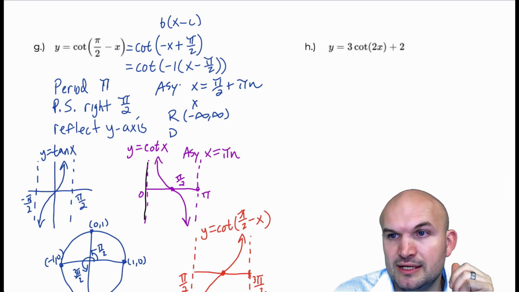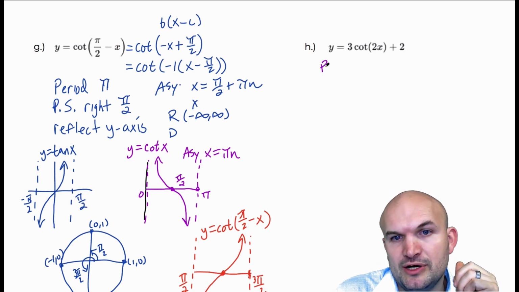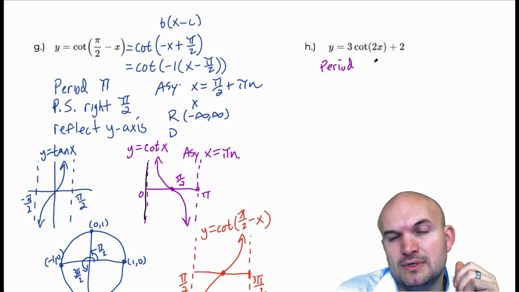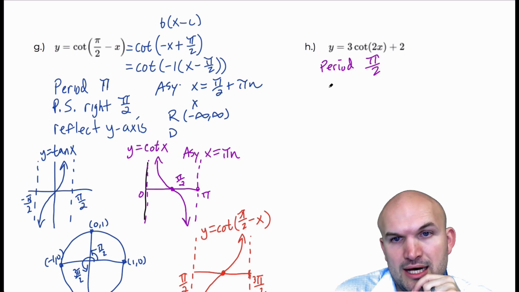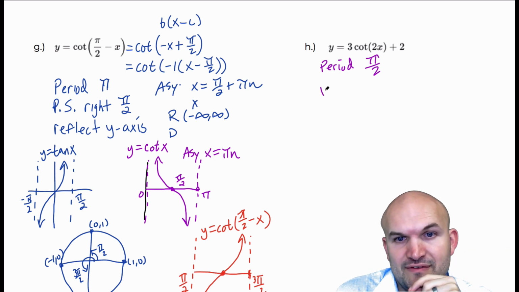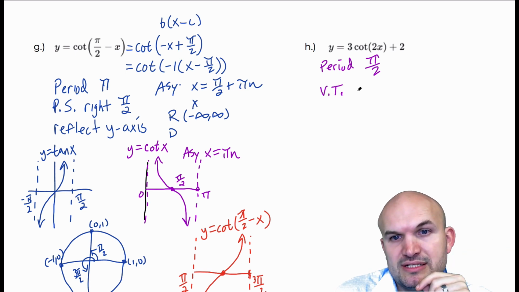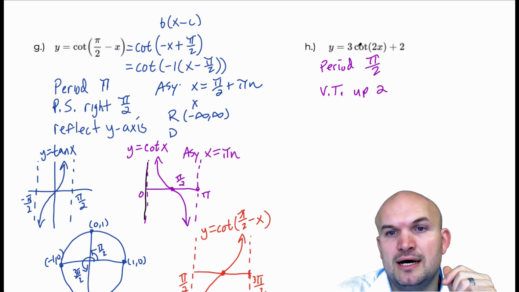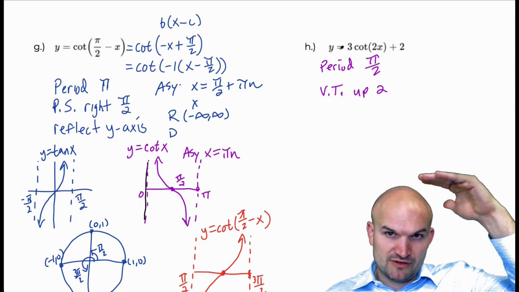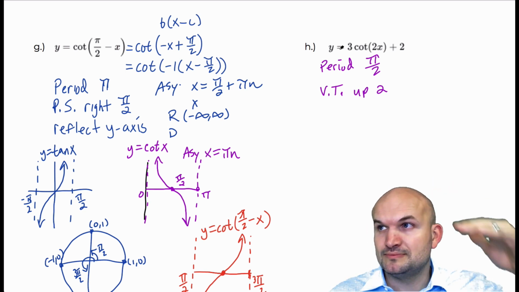So let's go ahead and write in our period. And that's just going to be pi divided by b, which in this case is 2. We don't have a phase shift. We have a vertical translation. In this case, you can see that the graph is going to be up 2. All right. And you can also see that the graph is being vertically shifted up 1.